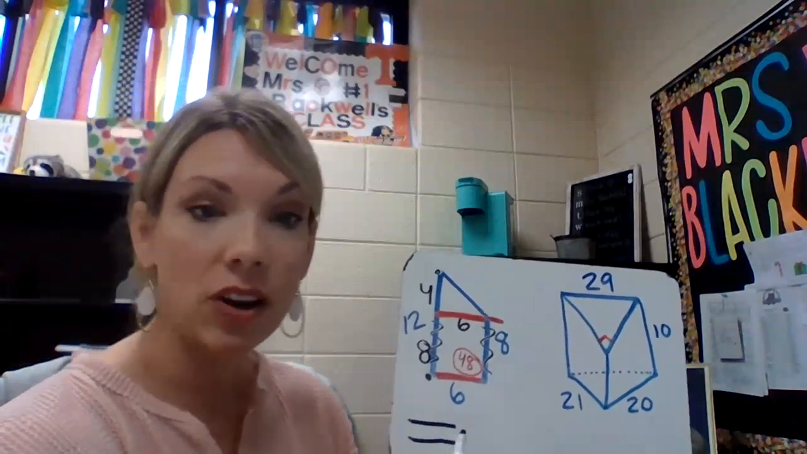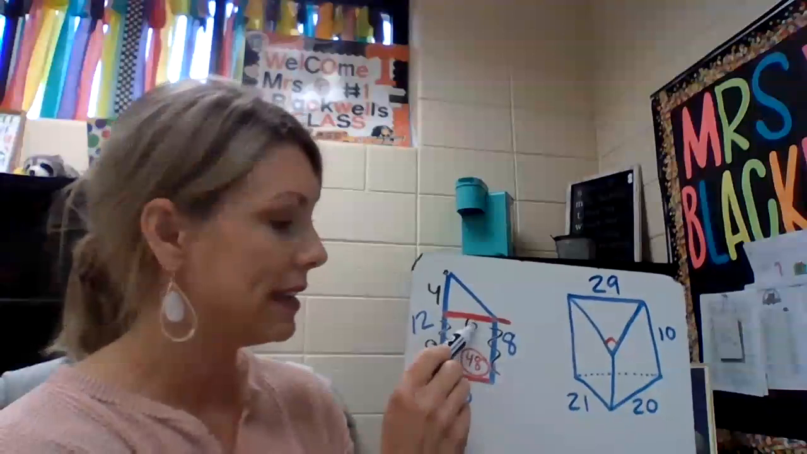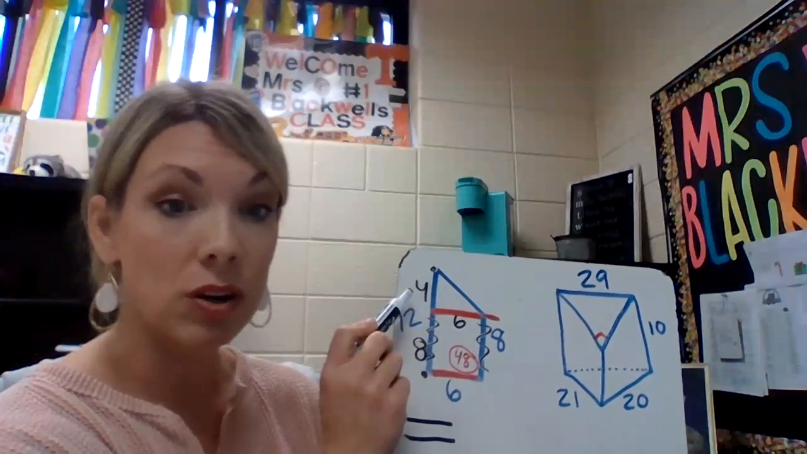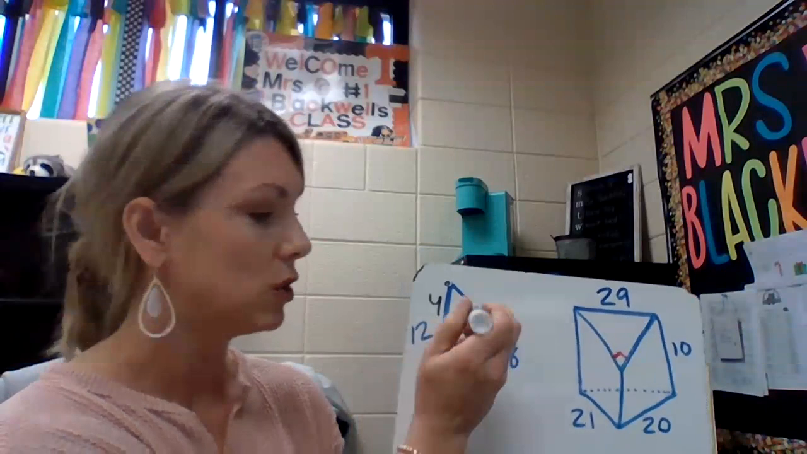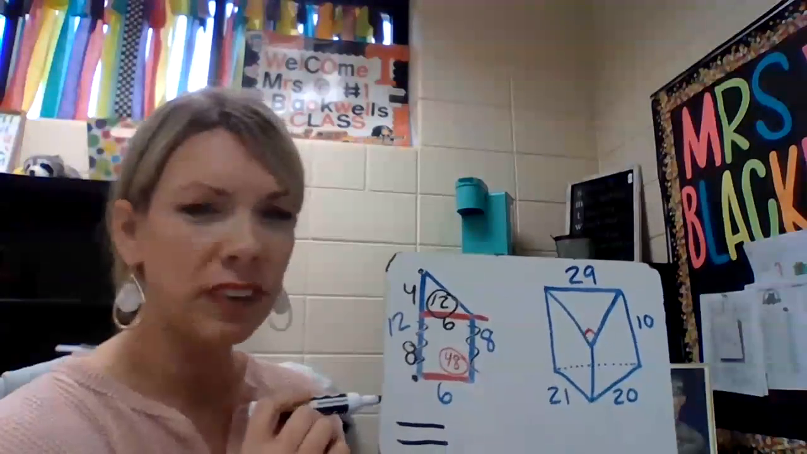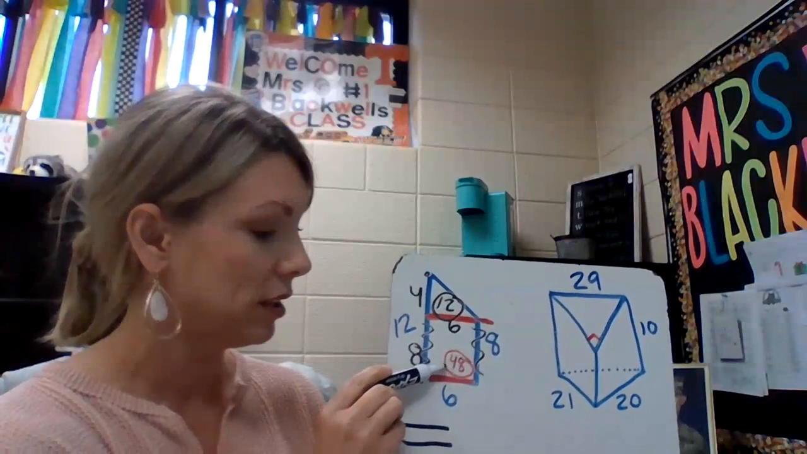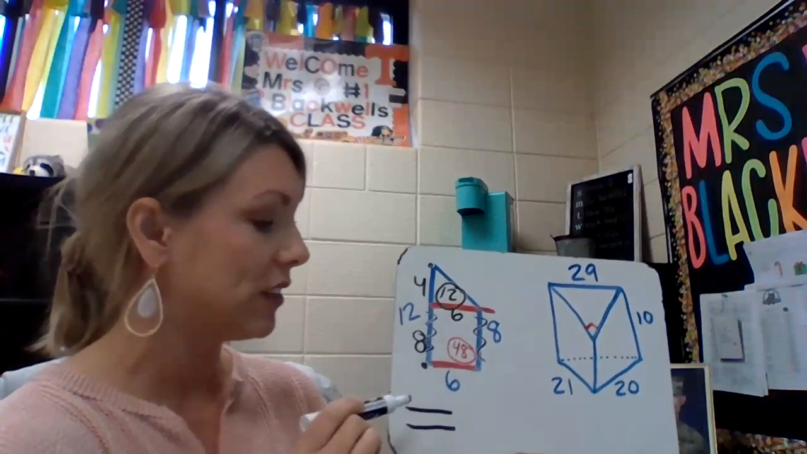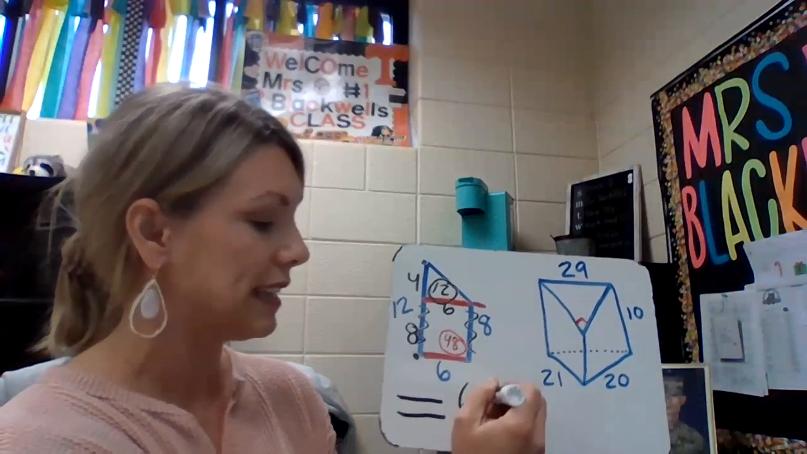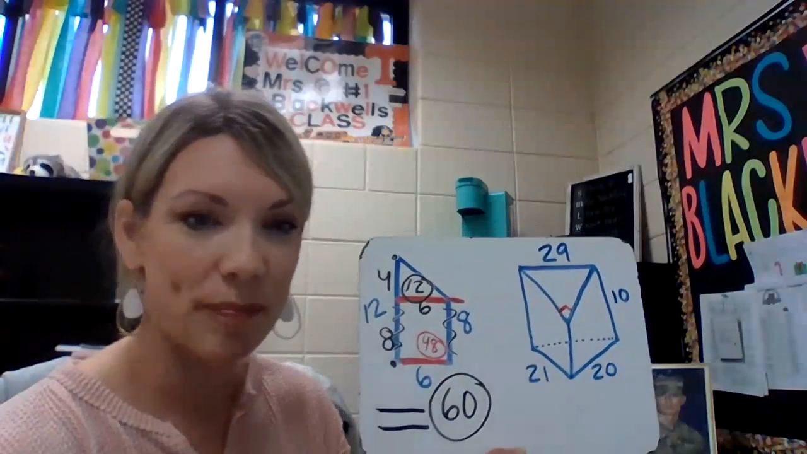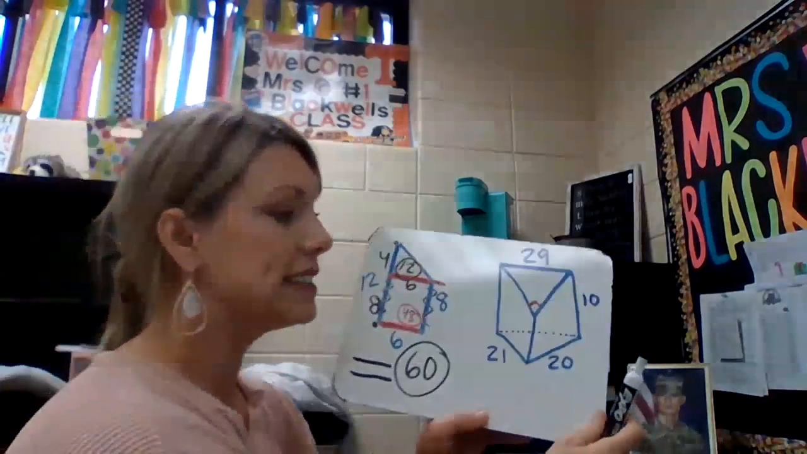Now, how do you find area of a triangle? You do base times height divided by 2. 6 times 4 is 24. 24 divided by 2 is 12. So your area for the triangle is 12. Now, what do we do with those two areas? 48 and 12. We add them. When you add the two areas together, you get a total of 60. So your area for that polygon is 60. Good job.